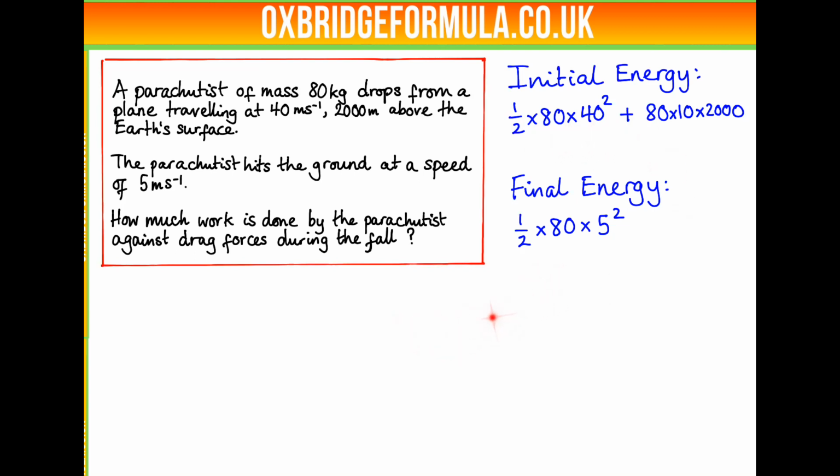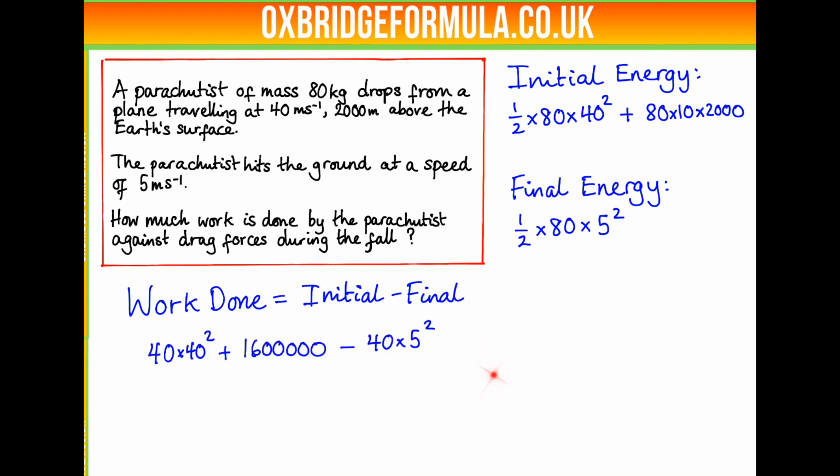So the work done against drag forces must just be the initial minus the final, because if this was 0, then there must have been no work done against drag forces, so there'd be no energy lost. But if this is not 0, then we know that the difference will be due to the drag force work. So if we put the numbers in, we have 40 times 40 squared, so half of 80 is the 40, plus 1.6 million coming from this, and then minus the 40 times 5 squared.